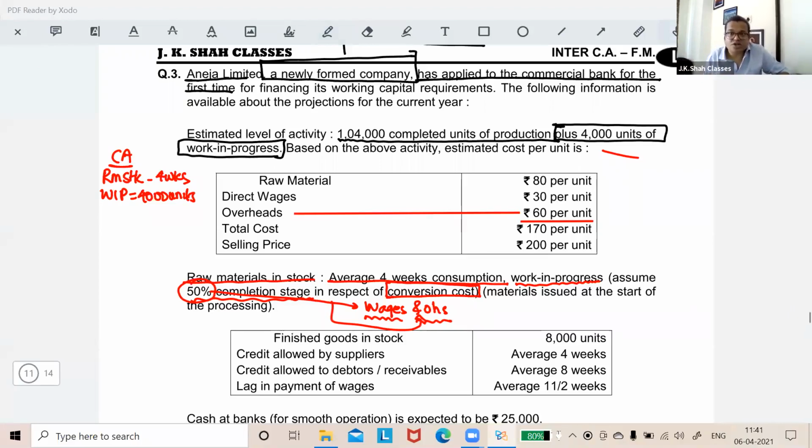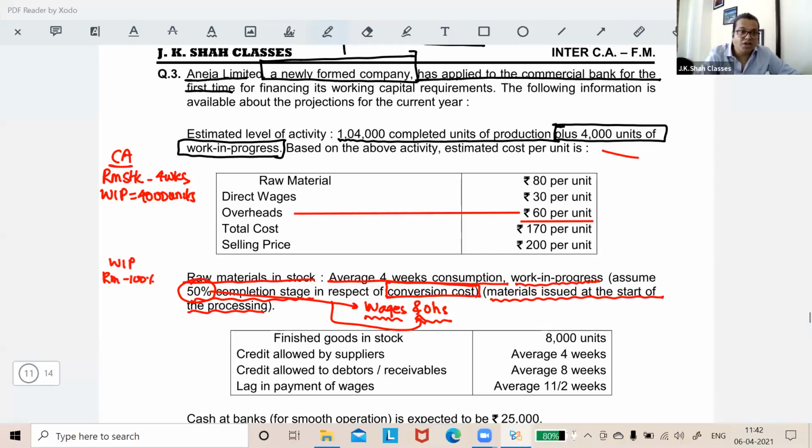But see, to that also they have given over here: materials issued at the start of the processing. So making it further more clear. In WIP, how are we going to deal with it? We will have raw material 100%. WIP I'm talking about. We will have wages 50% and we will have overheads 50%. Is that clear, guys? Is it very much clear to you that wages and overheads, what do we call it? Conversion cost, which is clearly given in the question that it's going to be 50%. Okay.